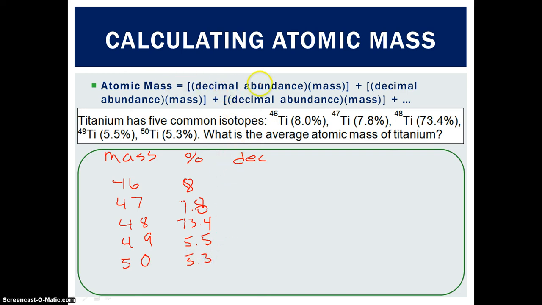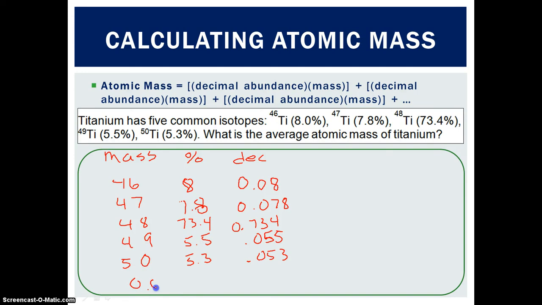Look at the equation though. I don't want the percent form of the abundance. I want the decimal form. So if you're given percents, you need to change it to decimals, which means divide by 100, or move the decimal place over to the left 2 places. So 0.08, 0.078, 0.734, 0.0555, and 0.053. I want the decimal times the mass.